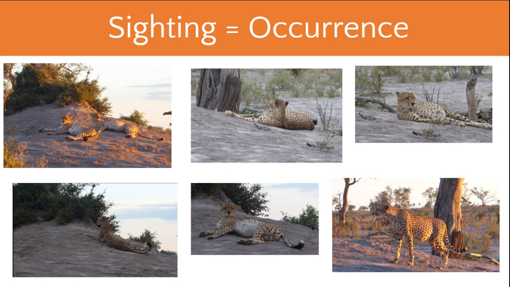Camera traps can also produce sightings, but these tend to be much shorter in time span than a tourist sighting and are exactly one location only, which is the location of that particular camera trap.